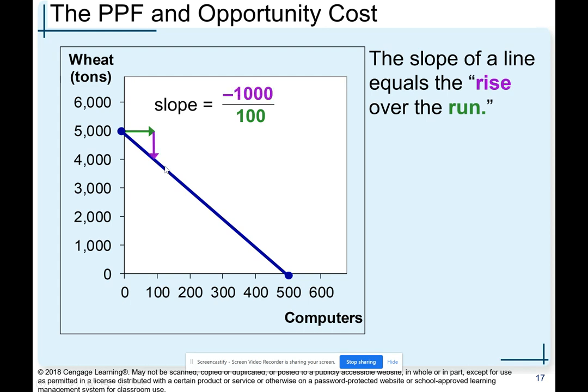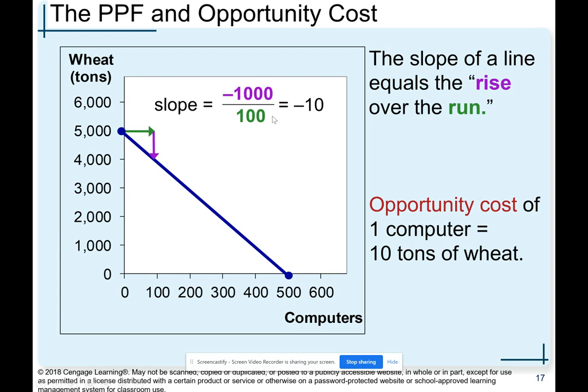The vertical change is 1000. So you can see from 4 to 5. The slope of this line is a negative slope, it is 10. What that means is the opportunity cost of one computer is 10 tons of wheat. For this society to produce one computer, it has to give up 10 tons of wheat. That is what that minus 10 is.